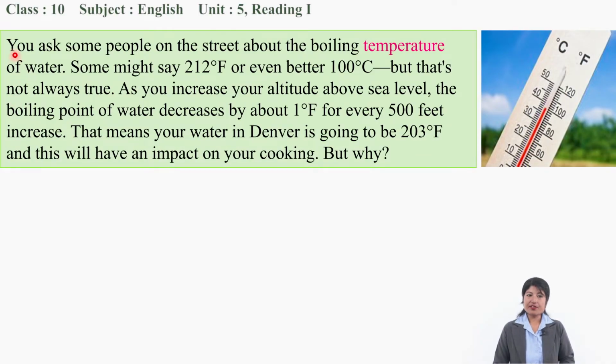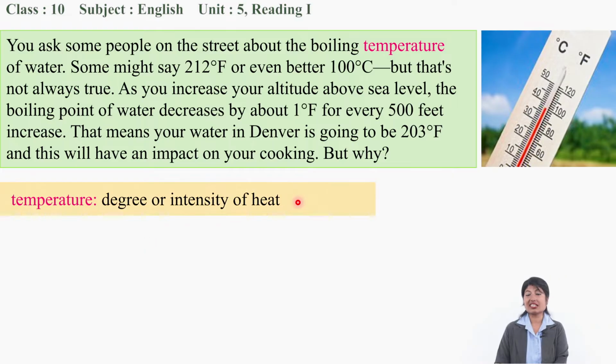Next paragraph. You ask some people on the street about boiling temperature. Go and ask people at which temperature water boils. If you ask about the degree or intensity of the heat of water, some might say it is 212 degrees Fahrenheit, or even better, most people will say 100 degrees Celsius. Everyone knows that, right? At 100 degrees Celsius water boils. But that's not always true.